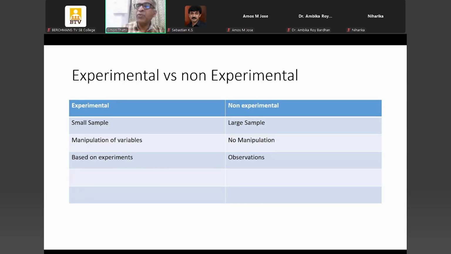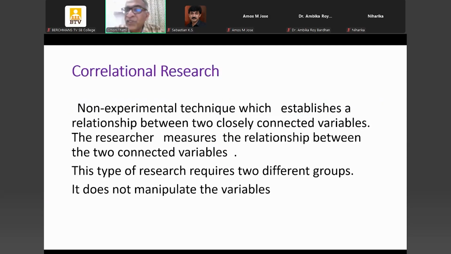And if that can be proved without the intervention, where you're saying that the other things have been controlled, you can say that your design is experimental. So it has internal validity also. Now, there is correlational research. This is non-experimental. Now, what are we doing? We are establishing a relationship between two closely connected variables, maybe food and health, or physical exercise and well-being.